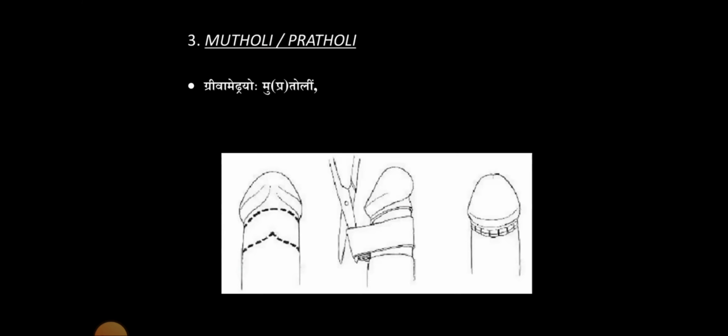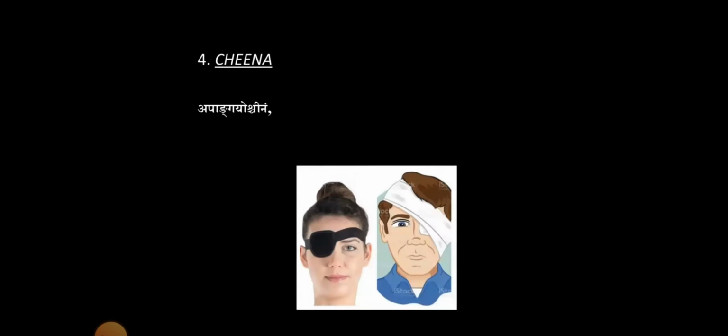Then next is Mutoli or Pratoli. Griva Matrayo, Mutoli or Pratoli. In the Griva, the neck, and the Matra, that is penis, in these sites, Mutoli or Pratoli is the type of bandage which can be done. That is a single or double strip of bandage, and the length of the cloth should be equal to the circumference of the organ. That is the type of Mutoli or Pratoli bandage, and it is used in neck and penis.